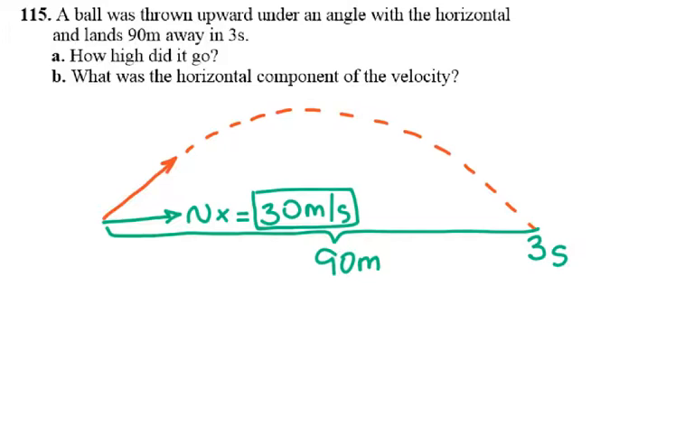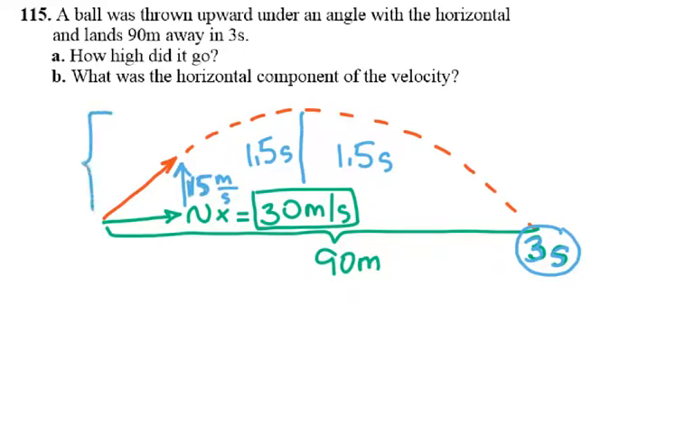And to find out how high it went, I know the total time traveled is 3 seconds before it falls on the ground. That means halfway through it was 1.5 seconds, and the other half is 1.5 seconds. So if it was 1.5 seconds to reach the top, the initial velocity is 15 meters per second.